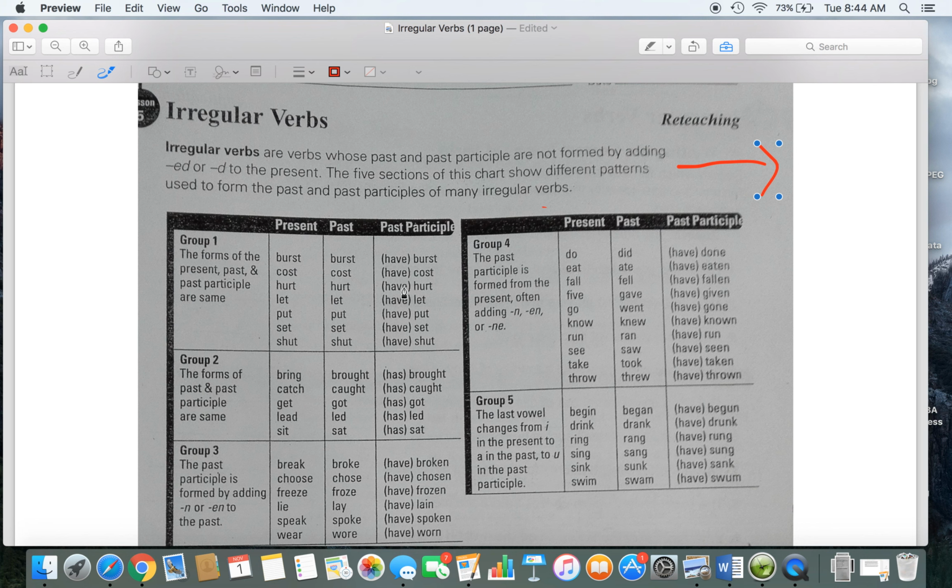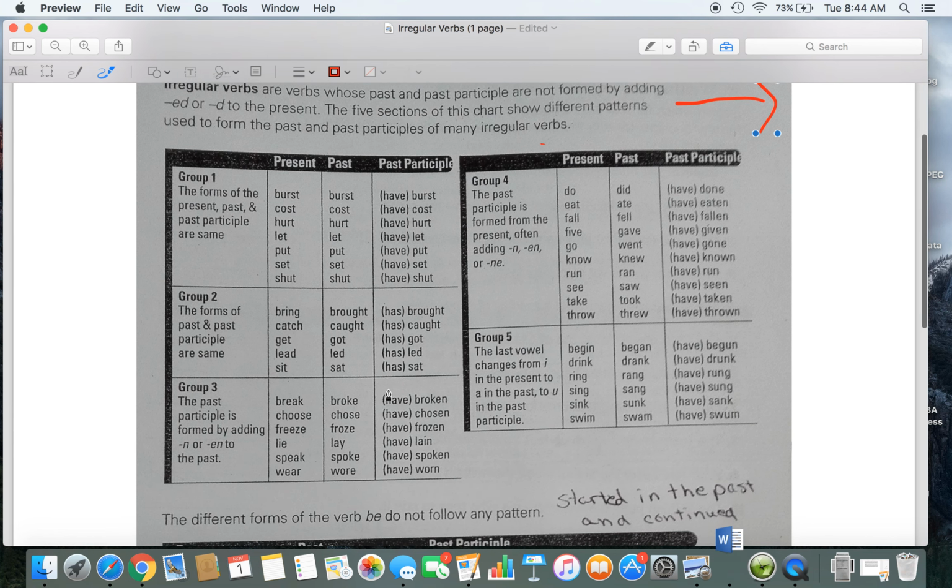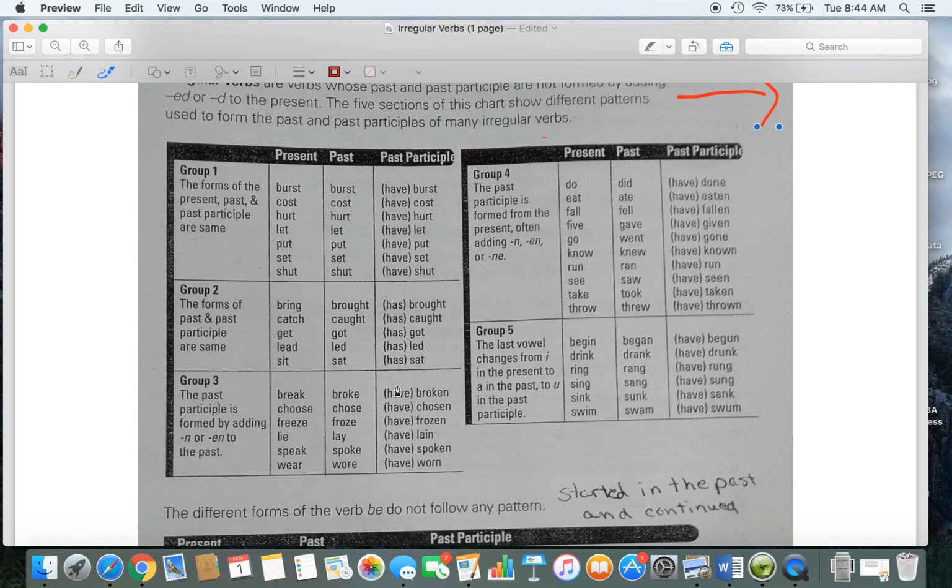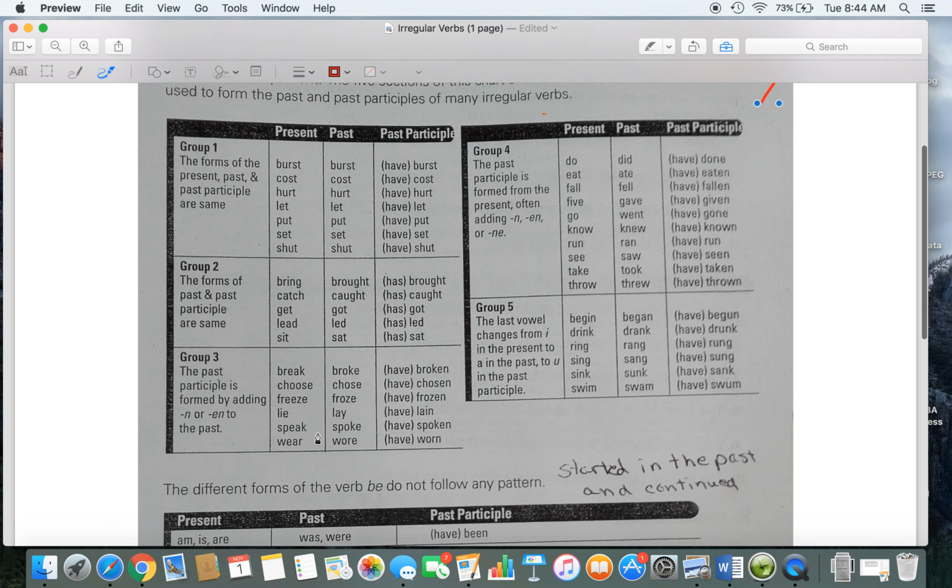So that's why we use past participle and the words have or has to indicate that the action is still going on. Now, unfortunately, for these words, you just have to memorize how they are. So you might want to make flashcards. That could be a good way to memorize them.